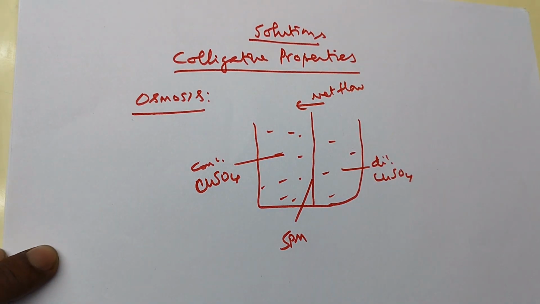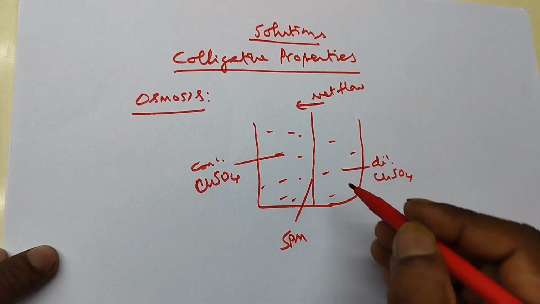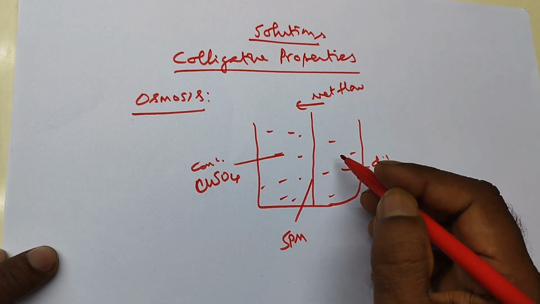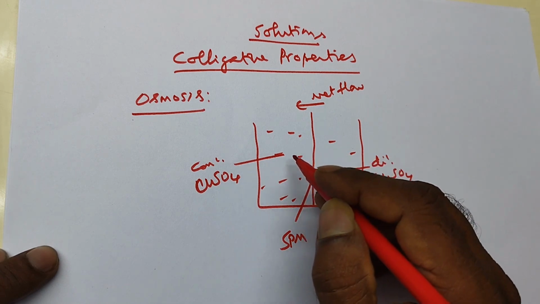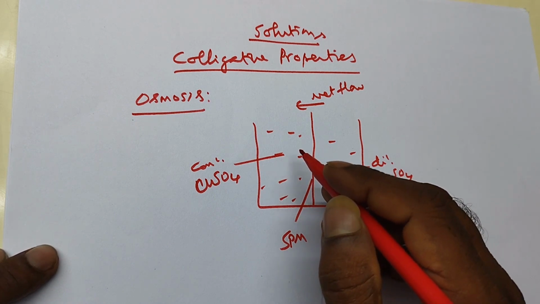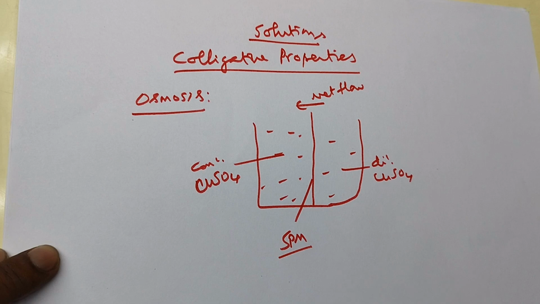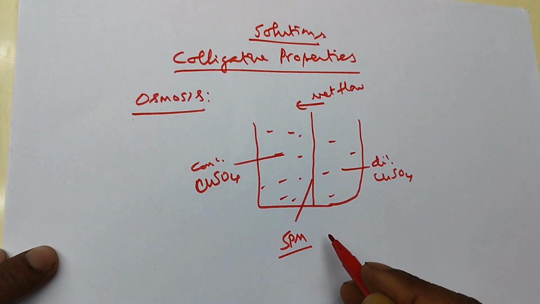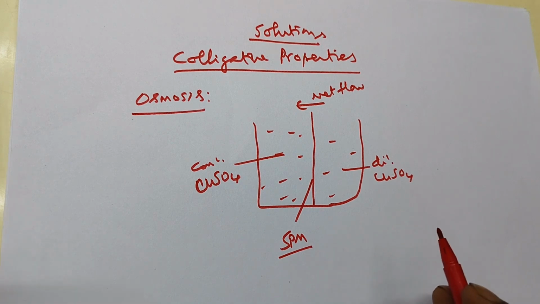First we will define what is meant by osmosis. Osmosis is a process of the net, spontaneous flow of the solvent molecules from the solvent side to the solution side. Here in this case, this is the solvent side, and this more concentrated copper sulfate is the solution side, through a semi-permeable membrane. That is called osmosis. The movement of solvent molecules from lower concentration to higher concentration side through a semi-permeable membrane is called the osmosis process.